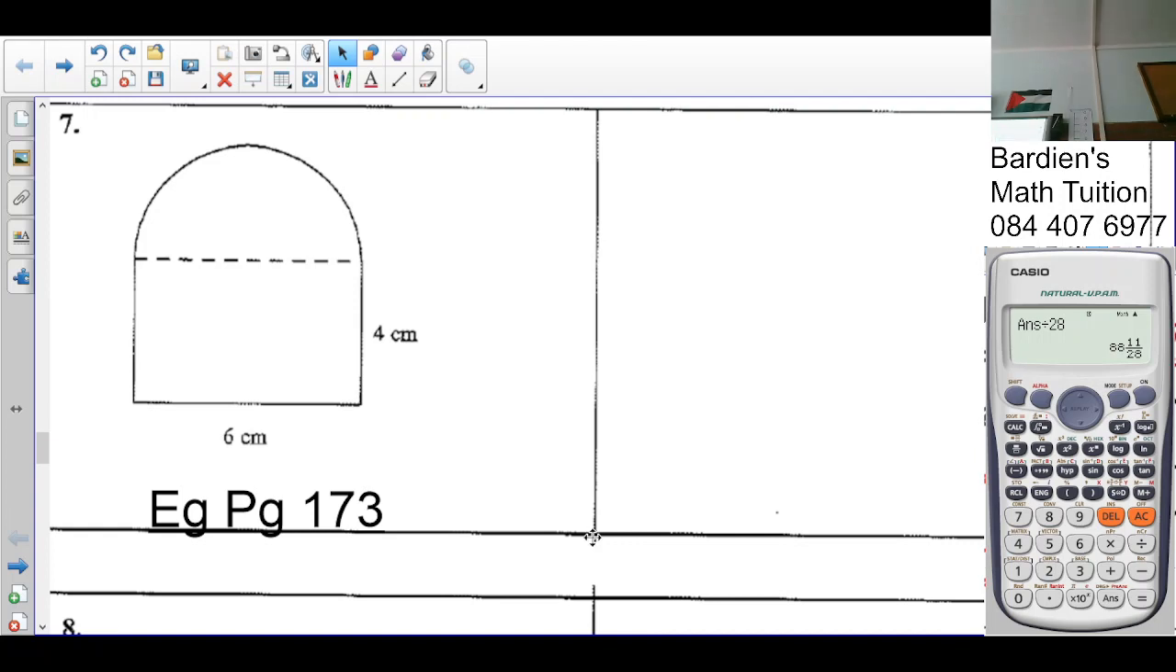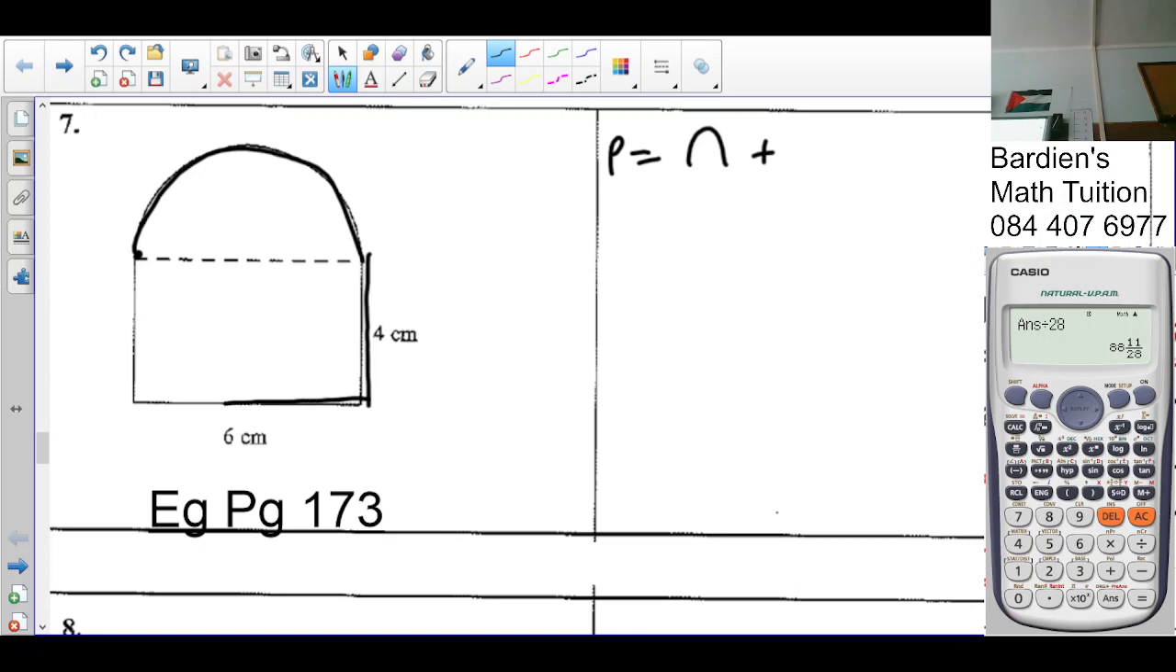We're looking at the perimeter again of the shape. The perimeter is simply going to be, if I start here, what is this? Semicircle. Not so? It will be the semicircle plus this length here, 4 plus 6 plus 4. So it's going to look something like 4, 6 and 4. So this is a semicircle, so that is going to be half of the circumference of a circle. How do you calculate the circumference of a circle?